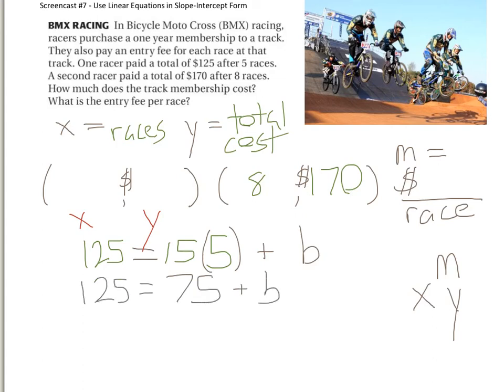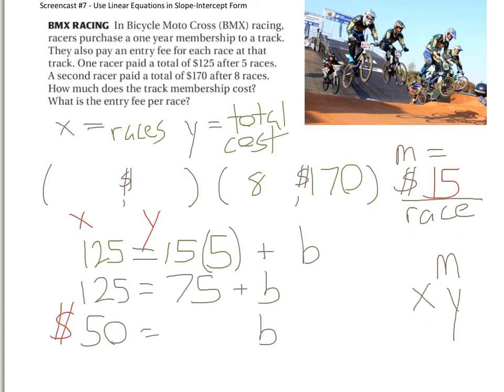And to solve for b, of course, we subtract 75 from 125, which we know is 50, is equal to b. So what does that 50 represent? Well, that's the extra added one-time fee. In other words, it's the track membership. It's $50 for the track membership. So what we saw are our two answers. How much does the track membership cost? $50. What is the entry fee per race? It's $15 per race. We have answered the question.